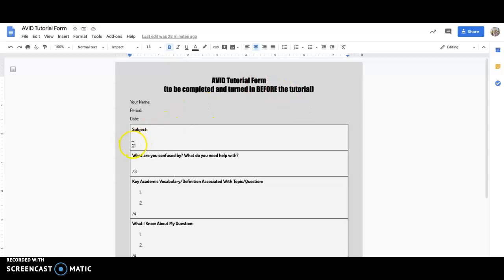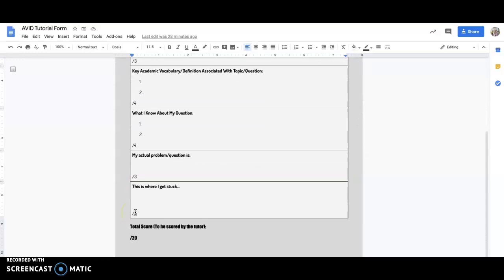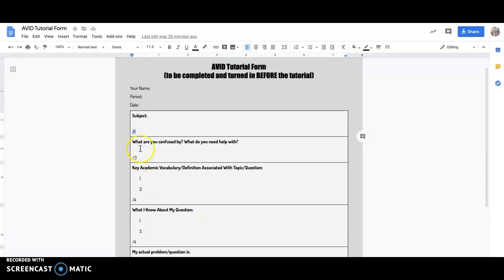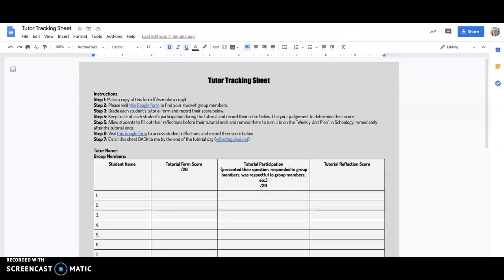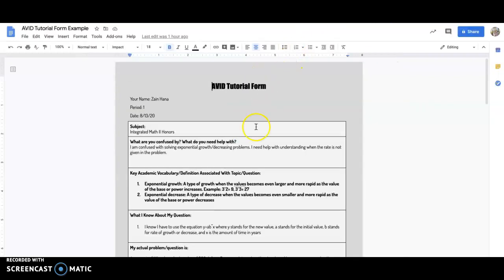On your form, you will notice that you have these little numbers here: out of 1, out of 3, out of 4. You leave these numbers alone because this is what your tutors will fill out. You'll notice down here, score to be scored by the tutor. So leave those numbers alone, but you're going to fill out everything above it: the subject, what you're confused by, all that. This is what your form will look something like when you are done. Notice that Zane filled out an example for us.